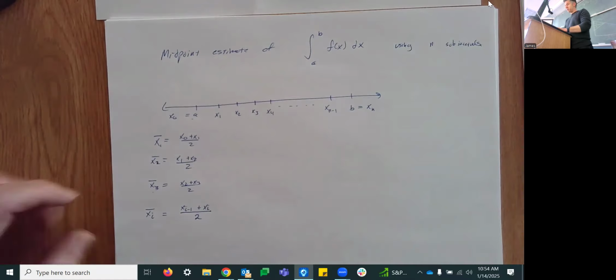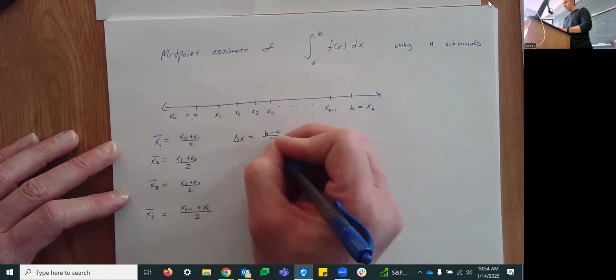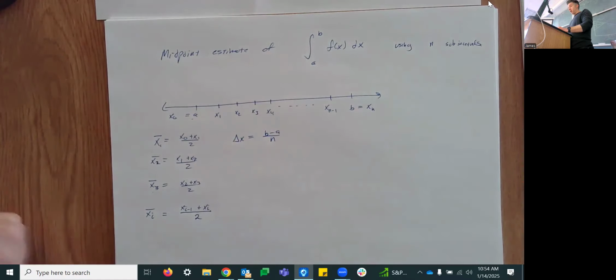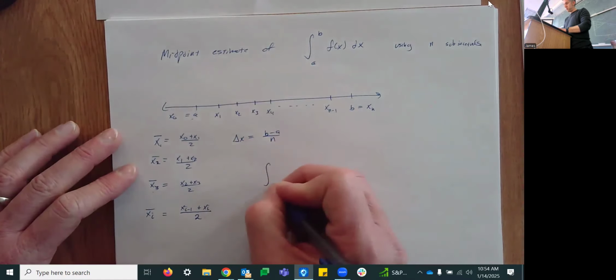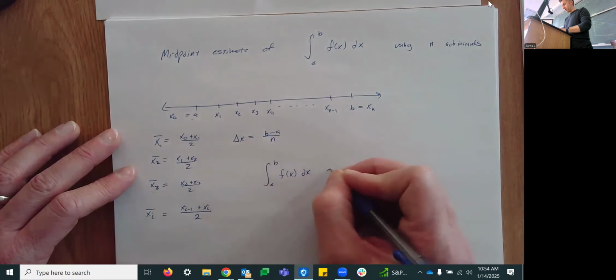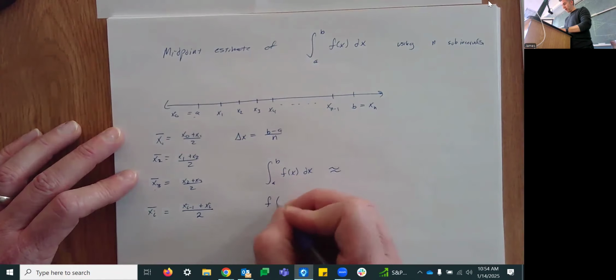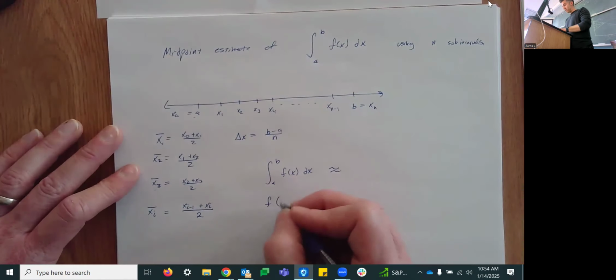So then we still need delta x. Delta x is your typical b minus a over n. So then our area is approximately, I'm going to write the long way first. It's going to be f of, I'm going to write it kind of the simple way first.